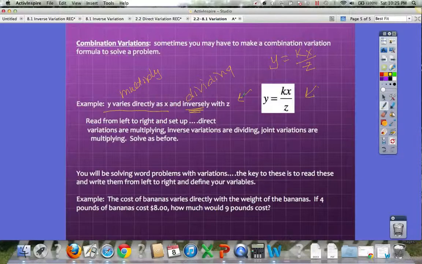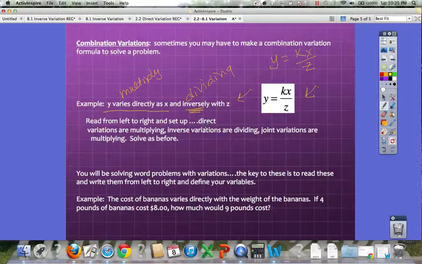They will have different setups. You're going to have to read across and set it up depending on what they say. They could even say inversely with z squared, and you'd have to put a little 2 there. You just have to read left to right and set it up. Direct variations are multiplying, inverses are dividing, joint variations are multiplying. And then you're going to solve it just as you did before.